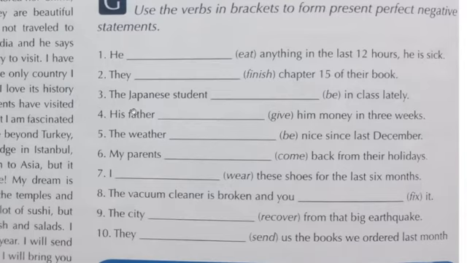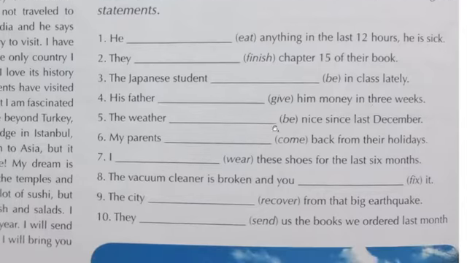Number 3, the Japanese student hasn't been in class lately. And the last one, number 4, his father hasn't, give in past participle, given. His father hasn't given him money in 3 weeks. Okay, I helped you with the first 4 sentences. You have to complete the rest, 6.